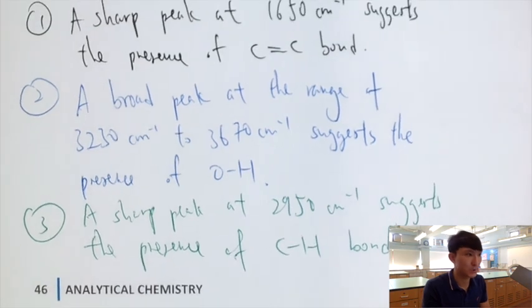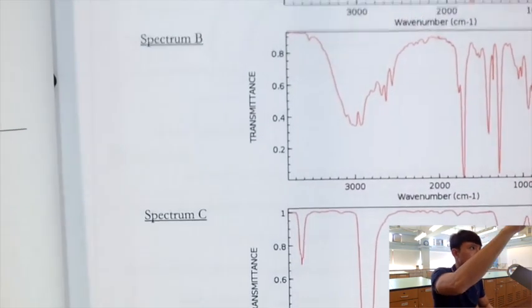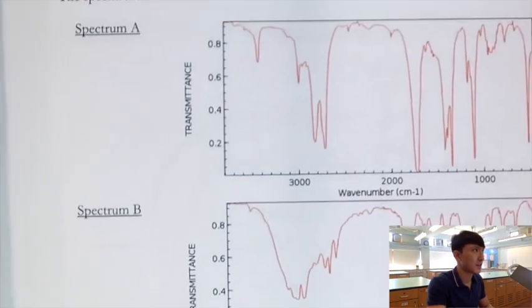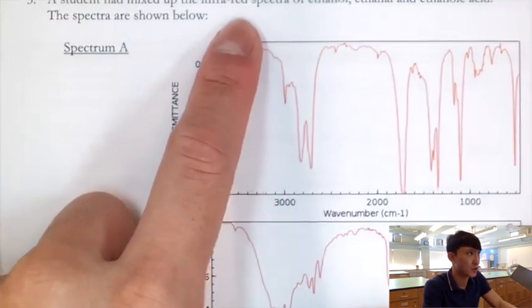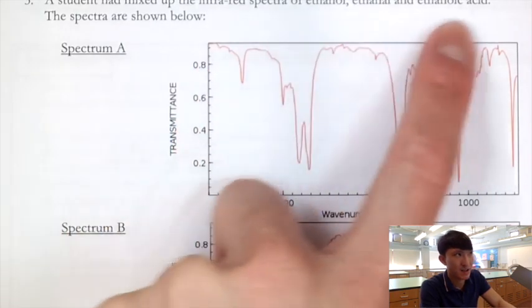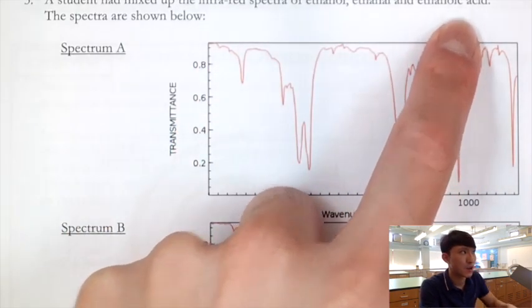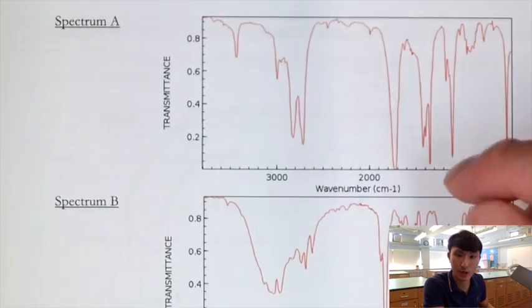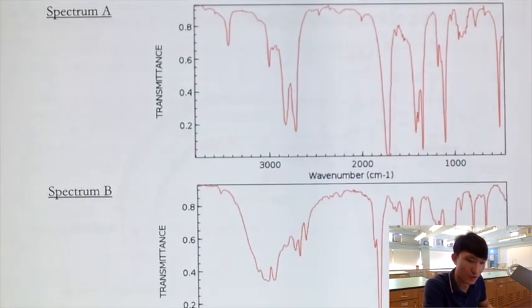Okay. So shouldn't be a problem. Now let's look at the next page. So this is the last practice question. Here a student mixed up the infrared spectra of ethanol, ethanal, and ethanoic acid. So you are trying to determine which one is which and give your reasoning.